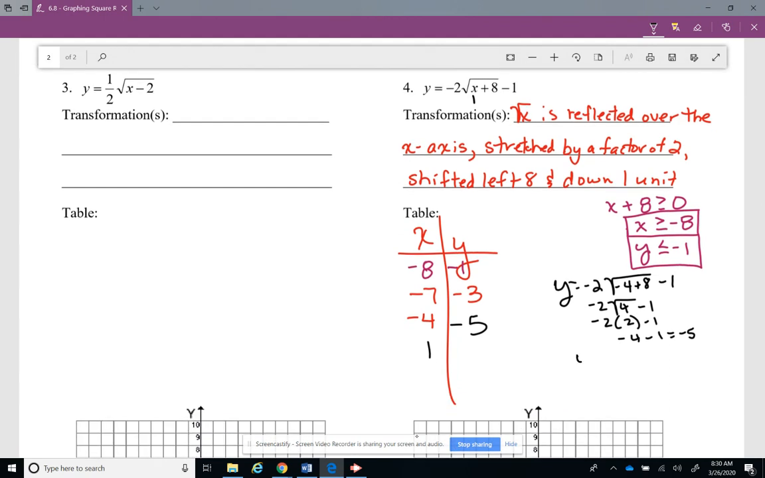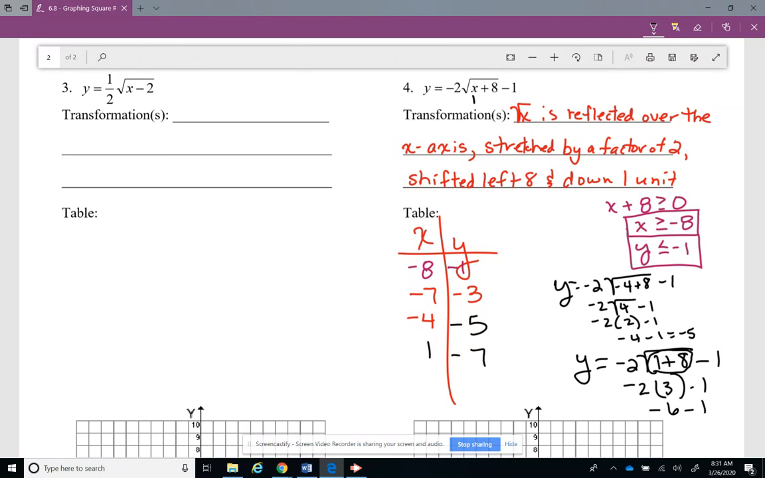All right, so we have y equals negative 2 times the square root of 1 plus 8, minus 1. So we know that 1 plus 8 is 9, and we know that the square root of 9 is 3. So you have negative 6 minus 1, which is negative 7.